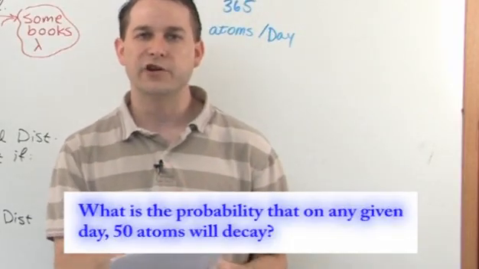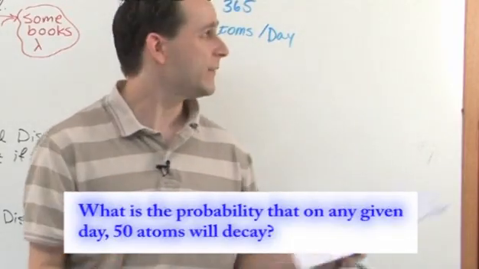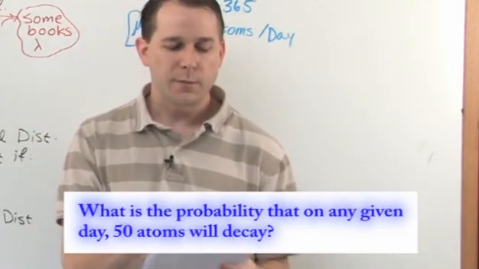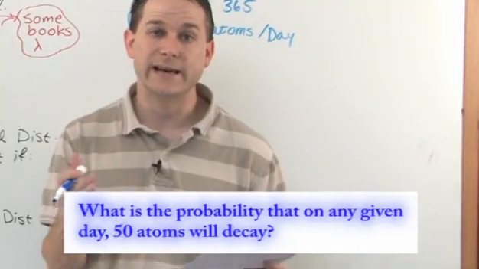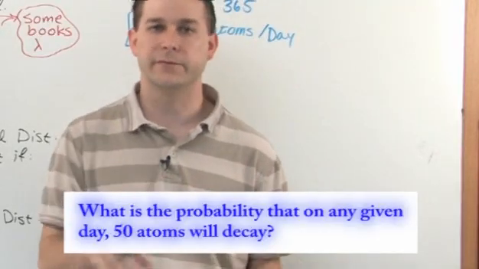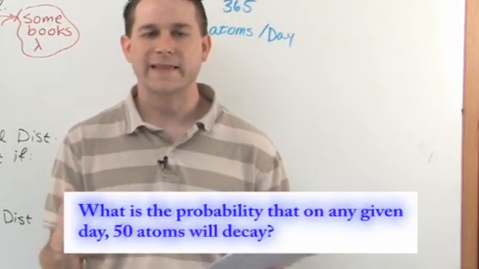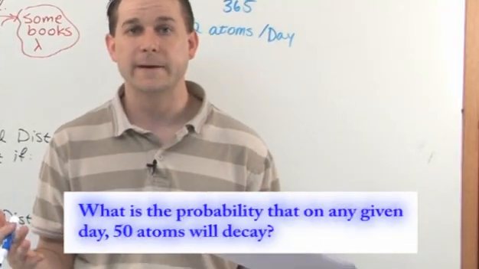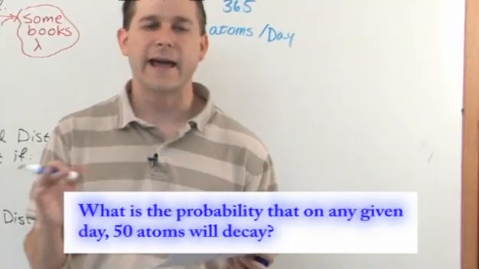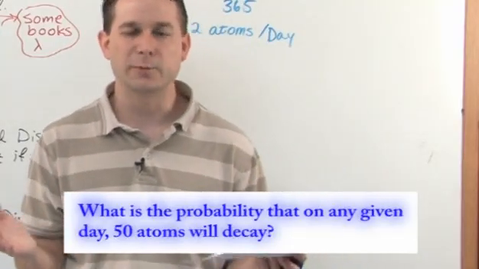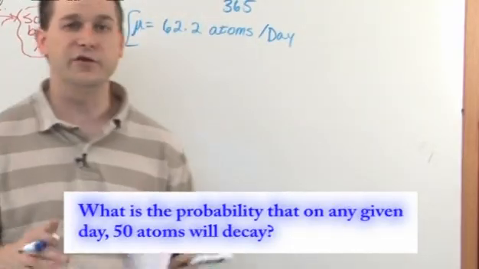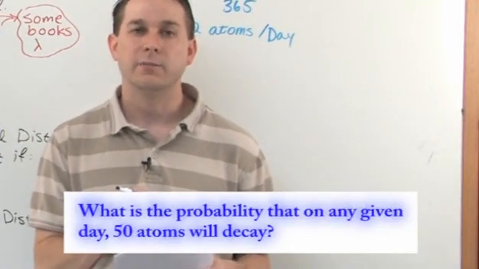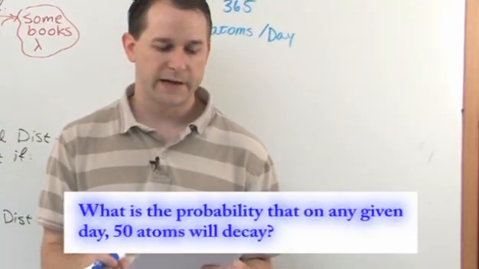We know the average number of atoms that decay in a day is 62.2. We know that because that's given to us in our data. But we want to know, what's the probability that on any given day that I pick, only 50 of them decay? So we know that that's not equal to the mean number that actually decay per day. But we also know that on any given day, radiation decay is kind of a random thing. You may have more or less than 62.2 atoms. That's an average number. So what we want to know is, what's the probability that only 50 of them decay?